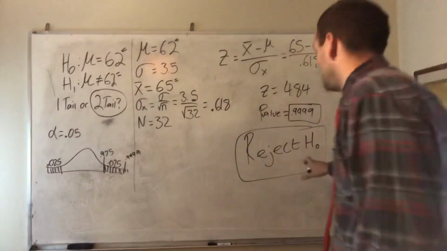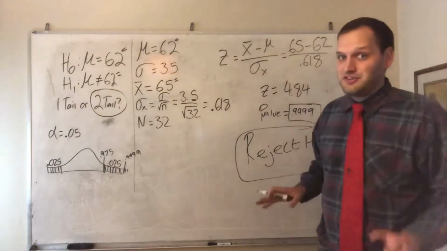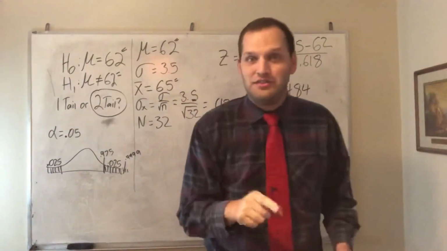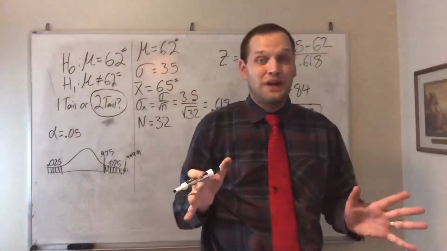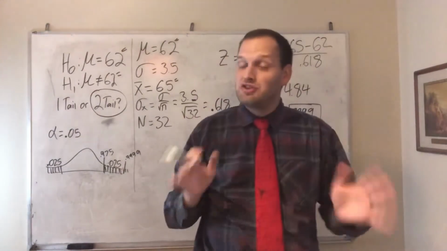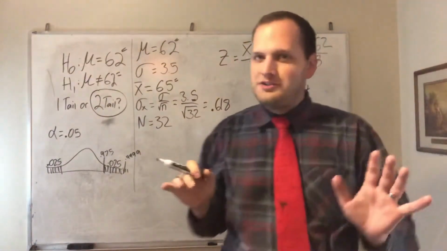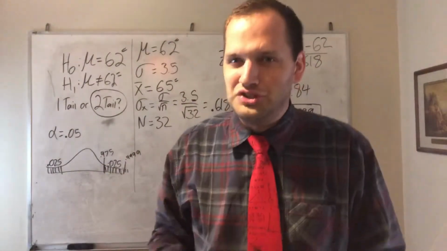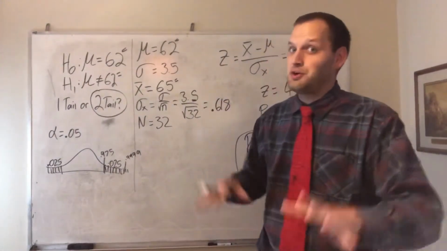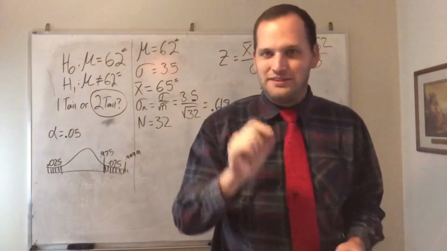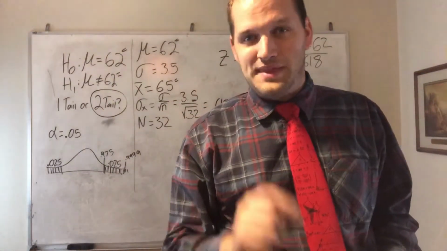That means that we are very, very sure that the average is not 62. The average could be 62 and a half. Average could be 63. We don't know if the average is 65. We are just extremely, extremely sure, not 100% sure, but extremely sure that the average is not 62. That we are sure about.